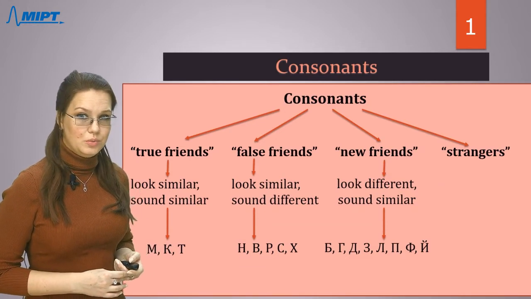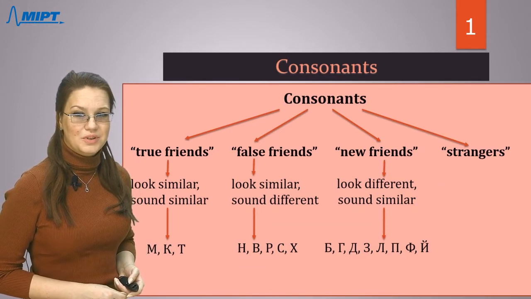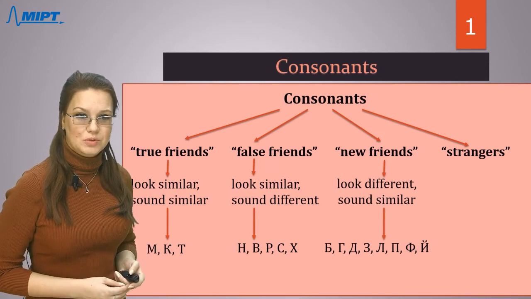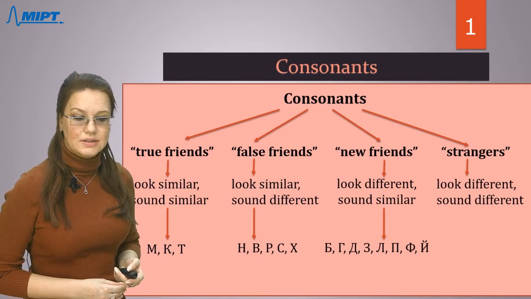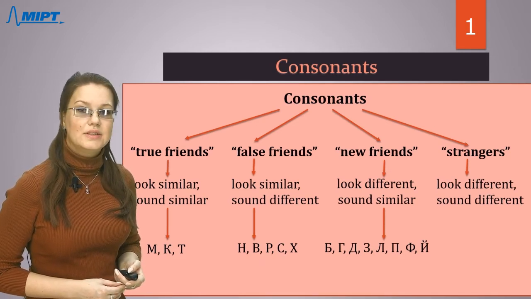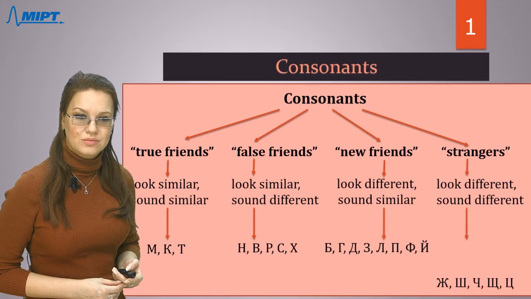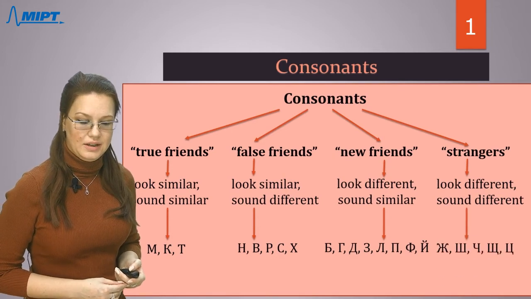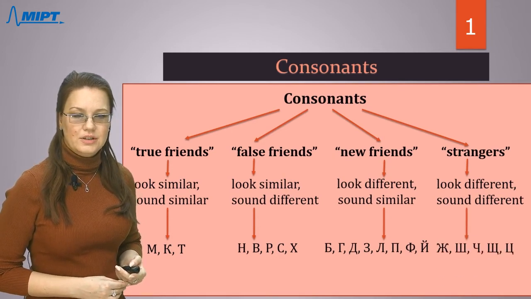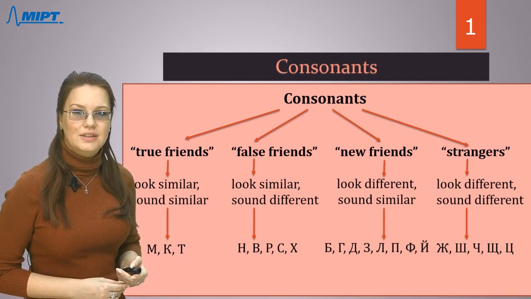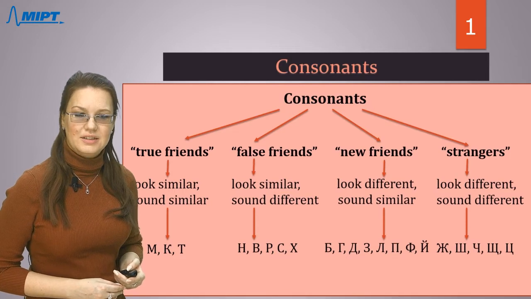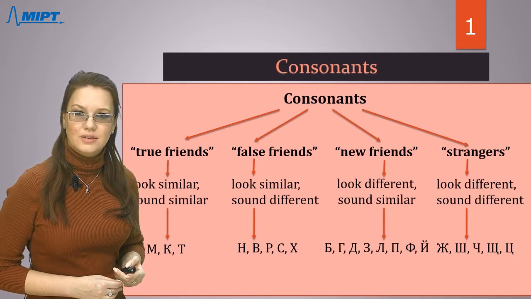And the last group is the most important group and the most interesting, I suppose, strangers. It means that these letters look different and they sound different too. So these are letters Ж, Ш, Ч, Щ and Ц. And sounds are Ж, Ш, Ч, Щ, Ц.